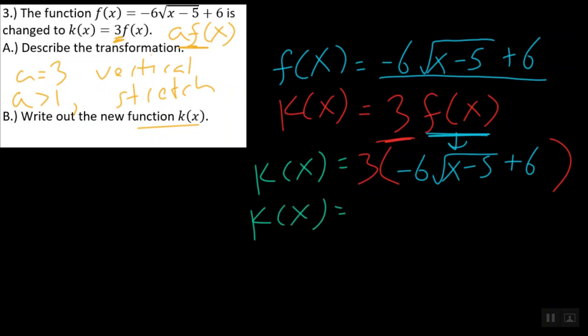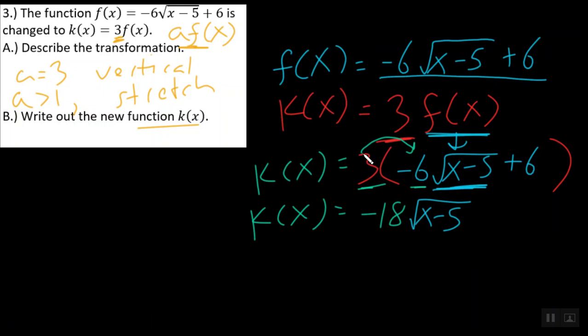And from here we ask ourselves, well, how does the a value affect that function f of x? Well, we know it distributes to the first coefficient, the a value, and 3 times negative 6 is negative 18. And the one part that it won't change is always going to be the function, or the inside of the function itself. So the square root of x minus 5 is untouched.